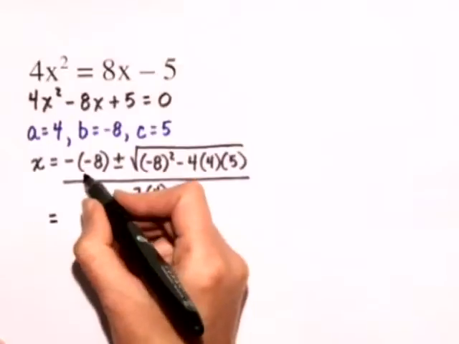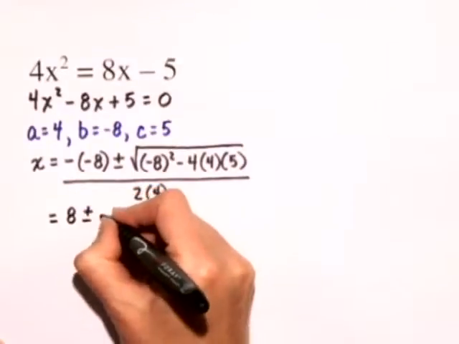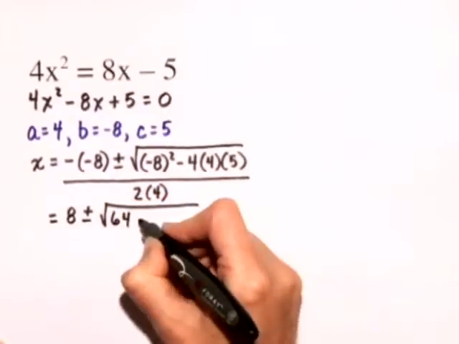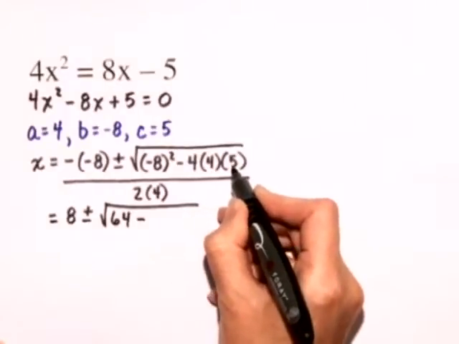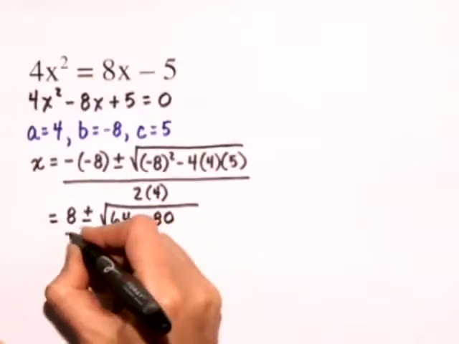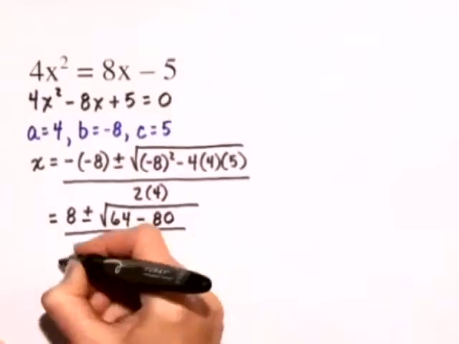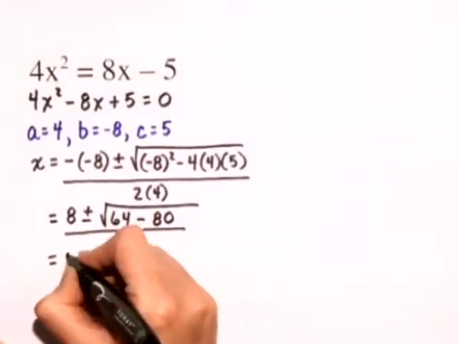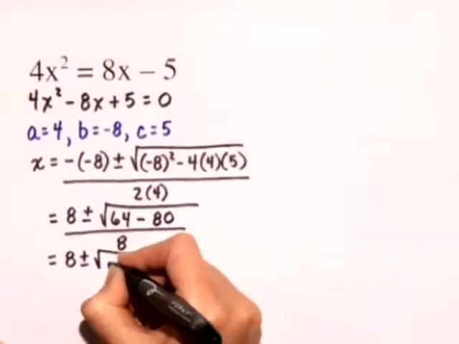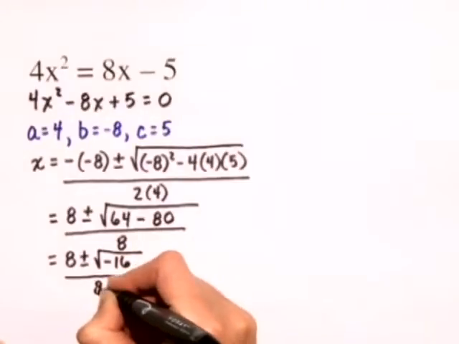So x is equal to the negative of negative 8 is positive 8, plus or minus the square root of, we have 64, minus 4 times 5 gives us 80. And that's all over 8. Let's simplify underneath the radical, and we get 8 plus or minus the square root of 64 minus 80 gives us negative 16, and that's all over 8.